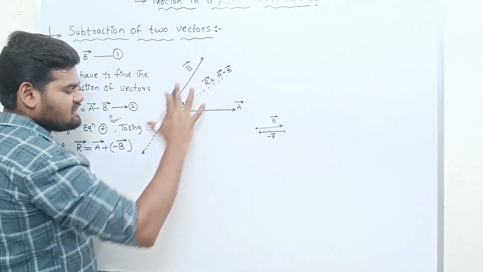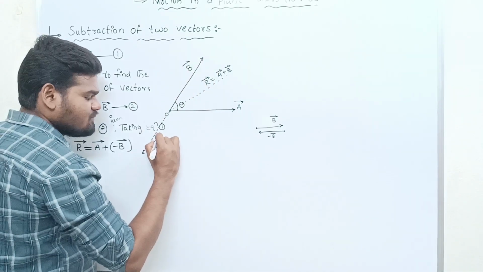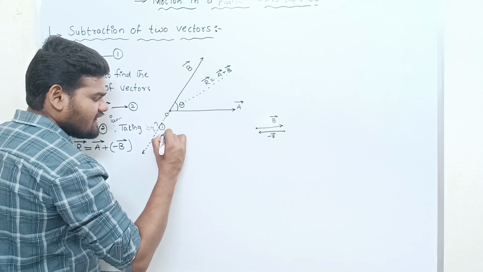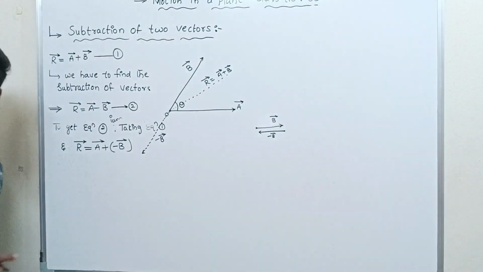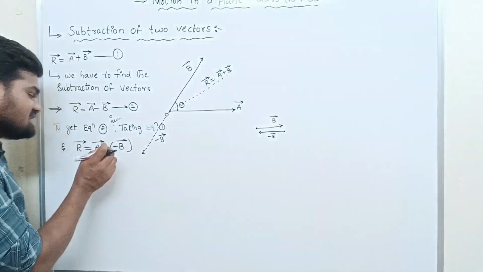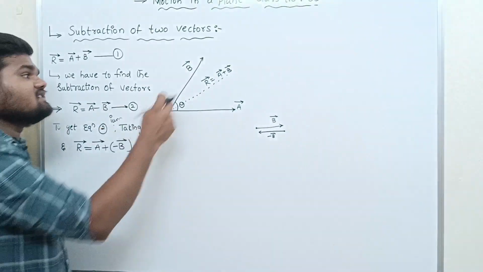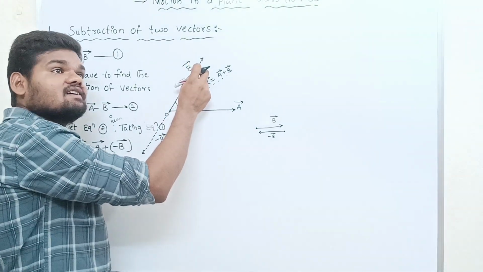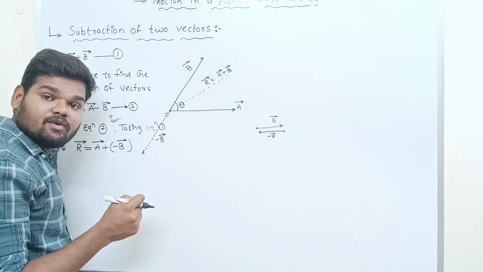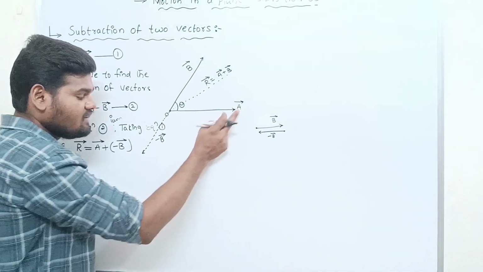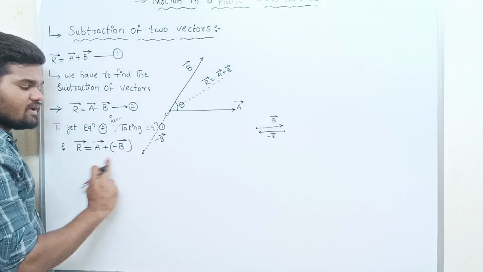So magnitude is the same, and this is what? Minus b bar vector. Are you getting any doubts? Just to get a minus b bar vector, we are taking the negative vector of the b bar vector. Now what we have to find? We have to find the resultant of these two vectors, a bar and minus b bar vectors.